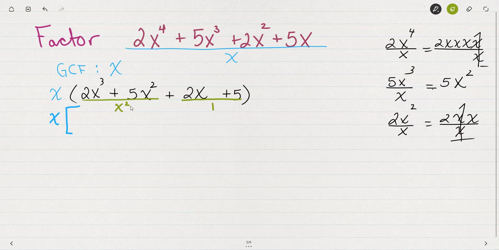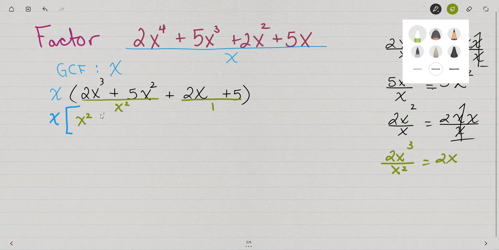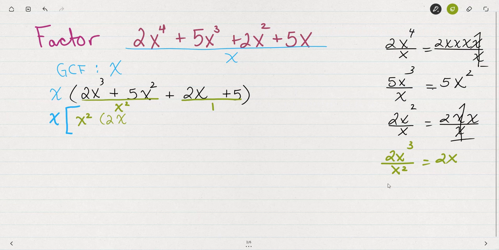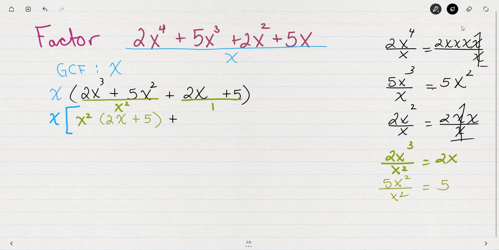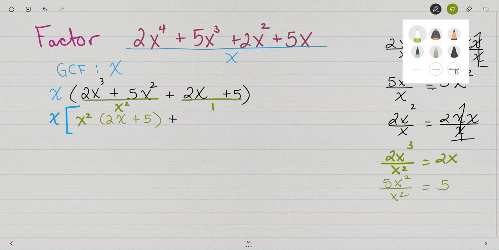So watch what happens when I factor this by grouping. I take my x squared, and I'm thinking, what is 2x cubed divided by x squared? That's going to be 2x. And then 5x squared divided by x squared would be 5. So we have 2x plus 5. And then we're adding this to the 1 that we already had.